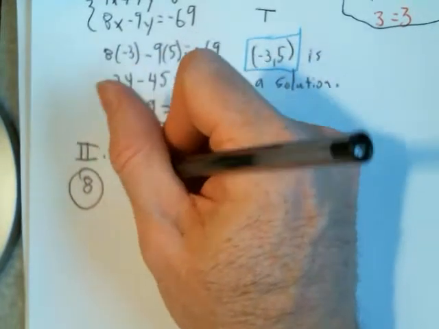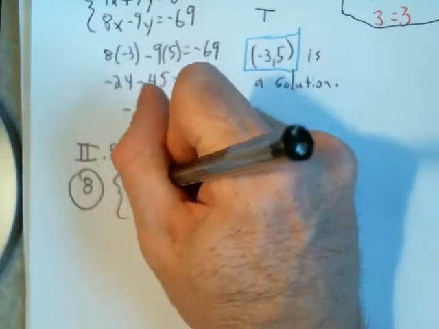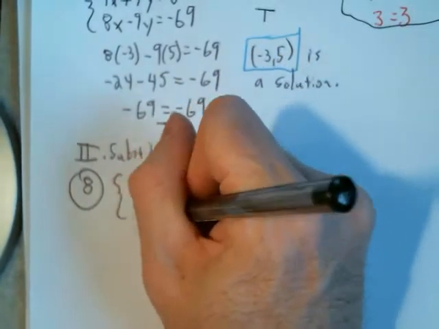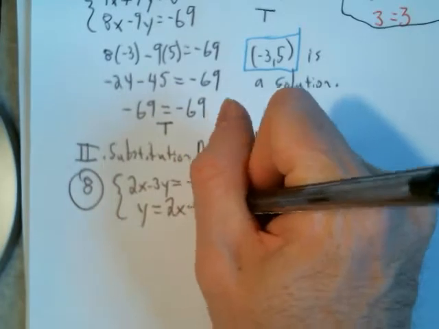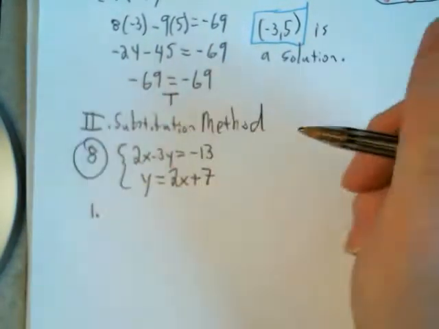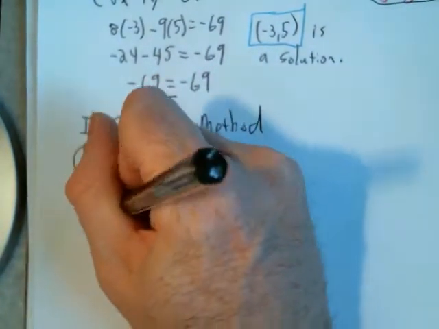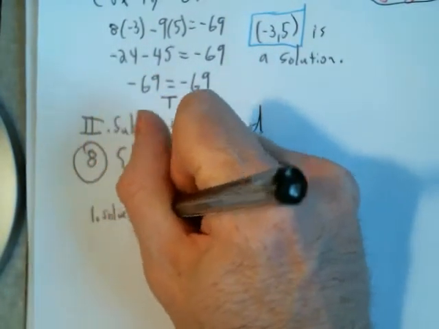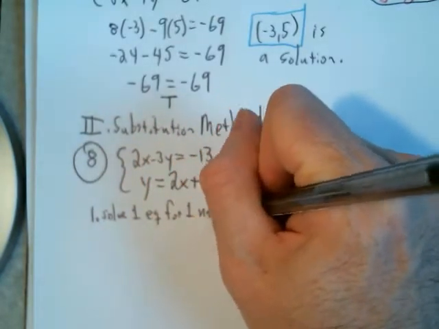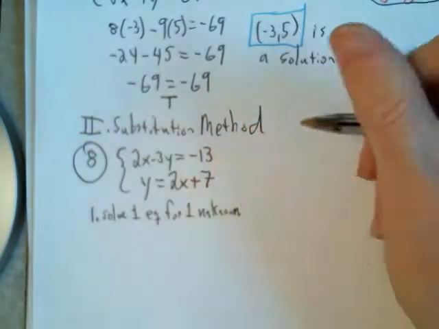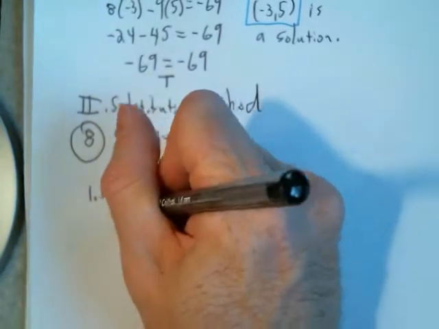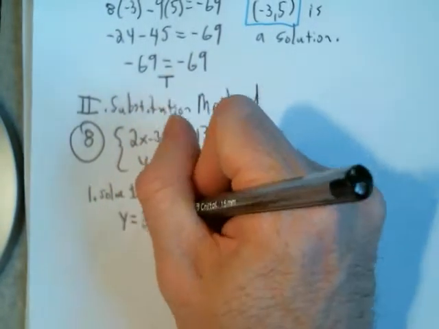Okay, so number 8, we're given the system 2x minus 3y equals -13, and y equals 2x plus 7. Your first step is to solve one of the equations for one of the unknowns. I'll solve that second equation. It's already solved, so I really don't have any work. I'm just going to notate what I have.